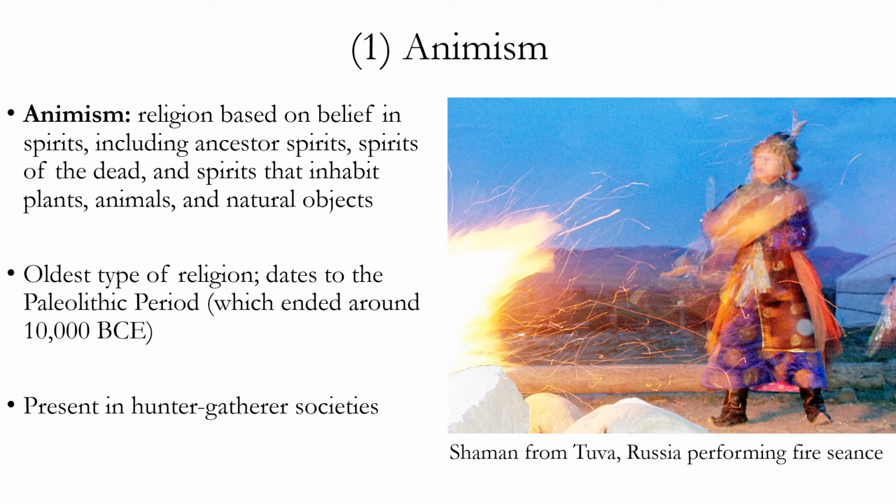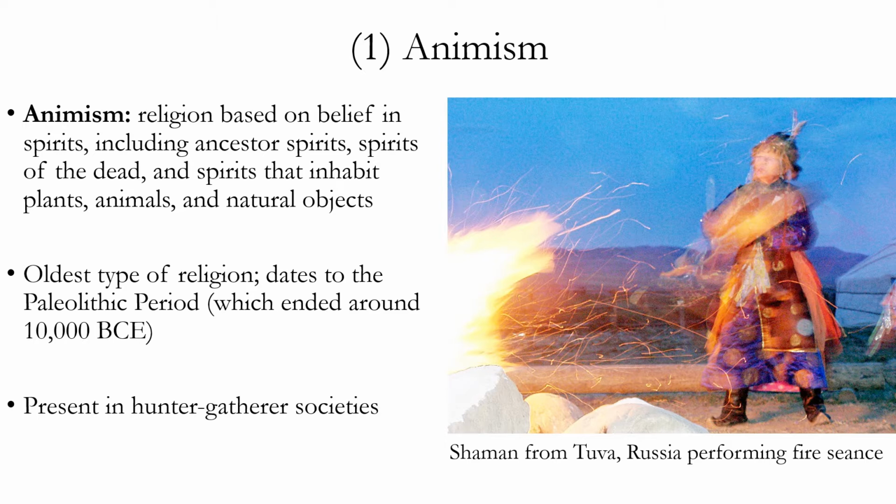So the first type of religion we'll discuss is animism. This is religion based on belief in spirits, such as ancestor spirits, spirits of the dead, and spirits that inhabit plants, animals, and natural objects like stones, mountains, or rivers. Animism is the oldest type of religion. So all human societies were originally animist.